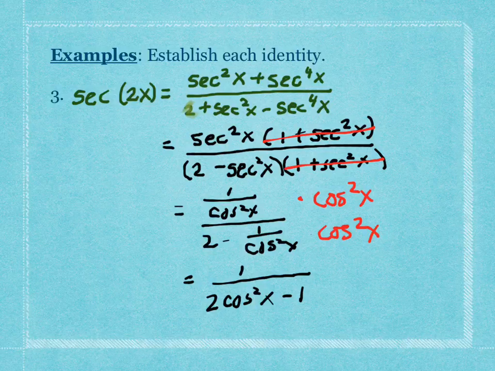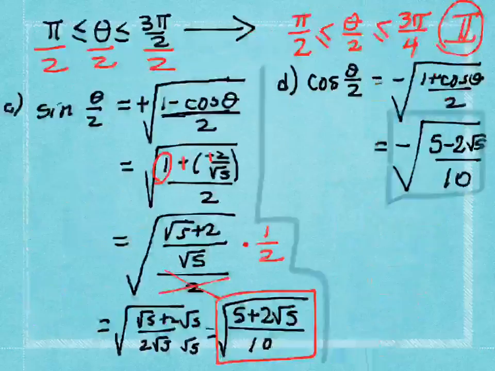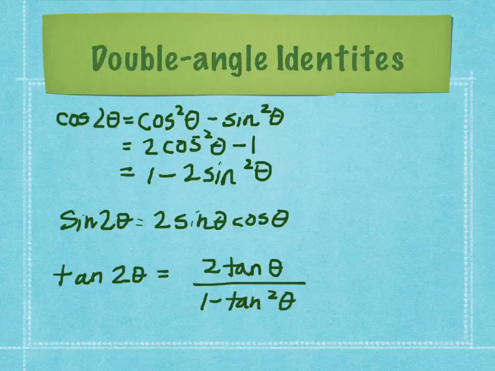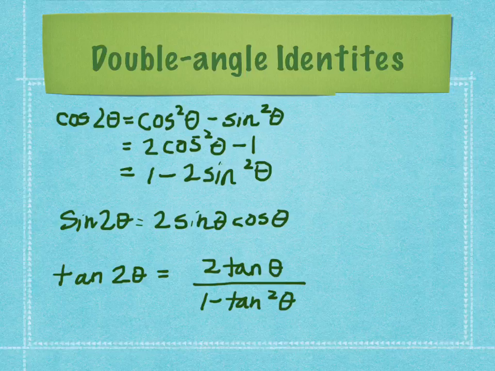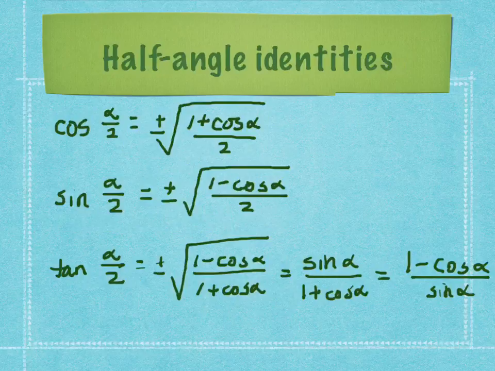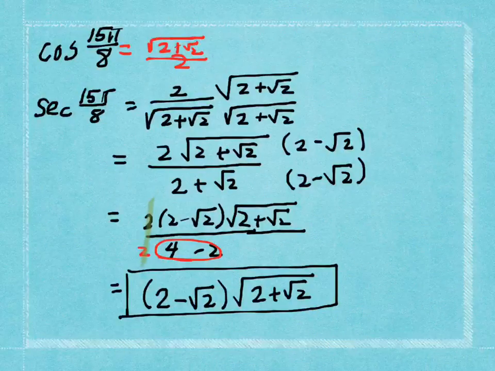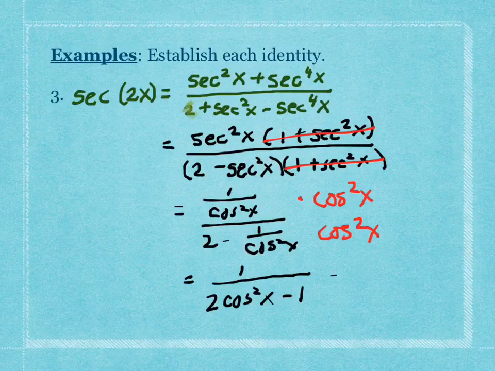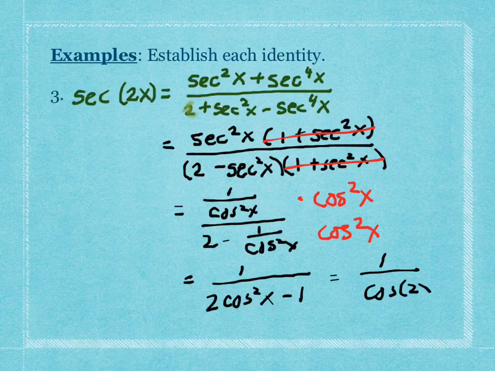And if you look very quickly back at those identities that we did at the beginning, I'll flip to them. That is one of the forms of double angle identities. It's the second form on this slide: 2 cosine squared theta minus 1. So in fact, I have on the bottom here the cosine of the double angle 2x, and 1 over cosine of 2x would in fact be the secant of 2x. So that one's finished.